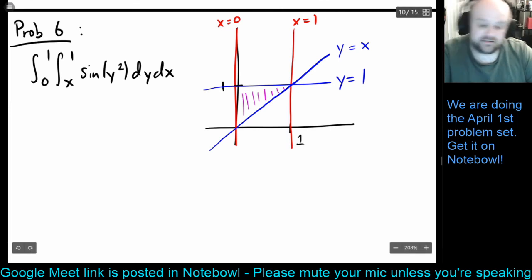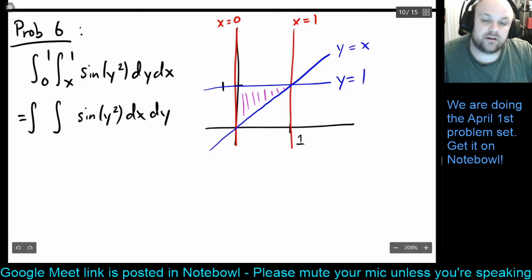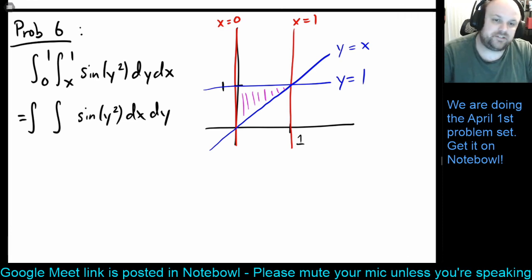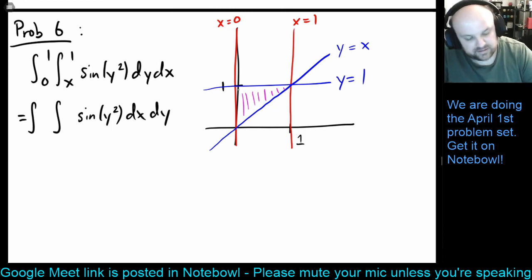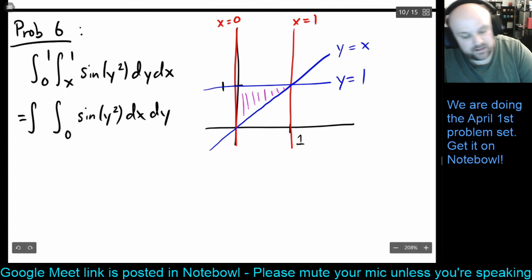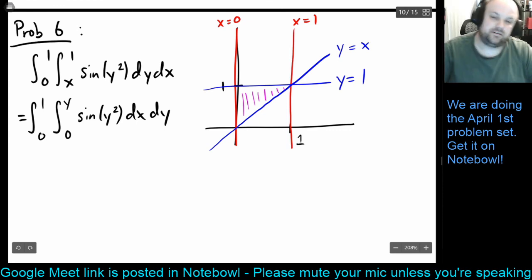So with that in mind, we can switch the order of integration. Sine of y squared dx dy. So when I am now doing this with respect to x, I'm now switching to a left to right perspective first. The left edge is 0. The right edge is this line, y equals x, so that's y. And then for y, the lowest value is 0, the highest value is 1. So it's 0 to 1.